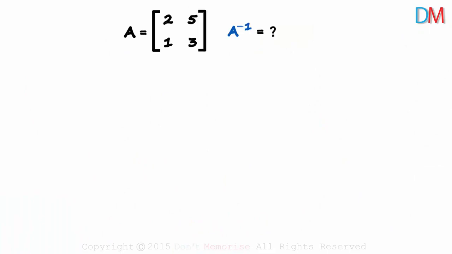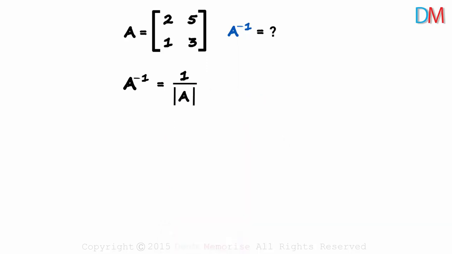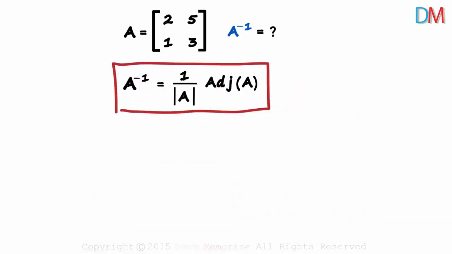Let's find the inverse of A in a different way. There's a very simple formula to find the inverse of a matrix. It is equal to 1 over determinant of A multiplied by the adjoint of A. This is the formula of A inverse. So all we really need of the inverse is the determinant and the adjoint of the matrix. No row or column operations needed.